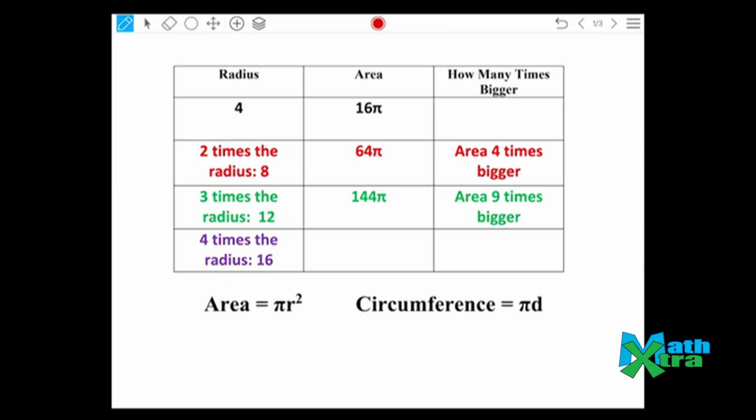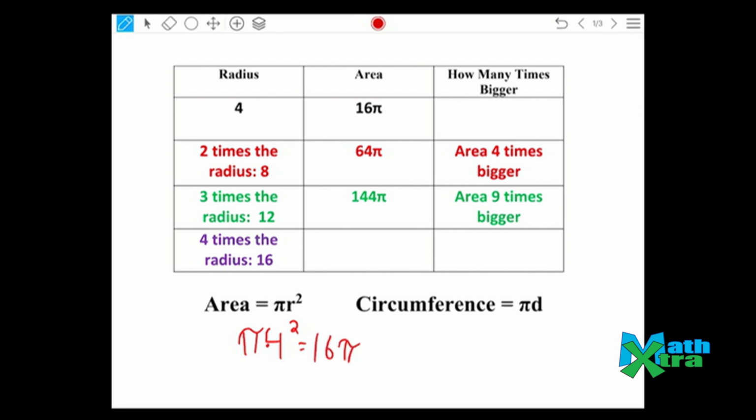Hey, so you remember last week we left off with the Math Extra extra credit problem? We were talking about the area of circles. For our extra credit, we were wondering what happens if we multiply the radius times 4. What happens to the area? So a quick review, the area was pi times the radius squared. So if the radius was 4, then the area was pi times 4 squared, or 16 pi.